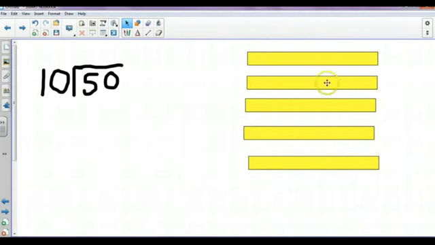10, 20, 30, 40, 50. Alright, so how many do we have? Because this equals 10, how many 10 blocks do we need to make 50? Let's count them. 1, 2, 3, 4, 5. So on the top of our division problem, we would write 5.